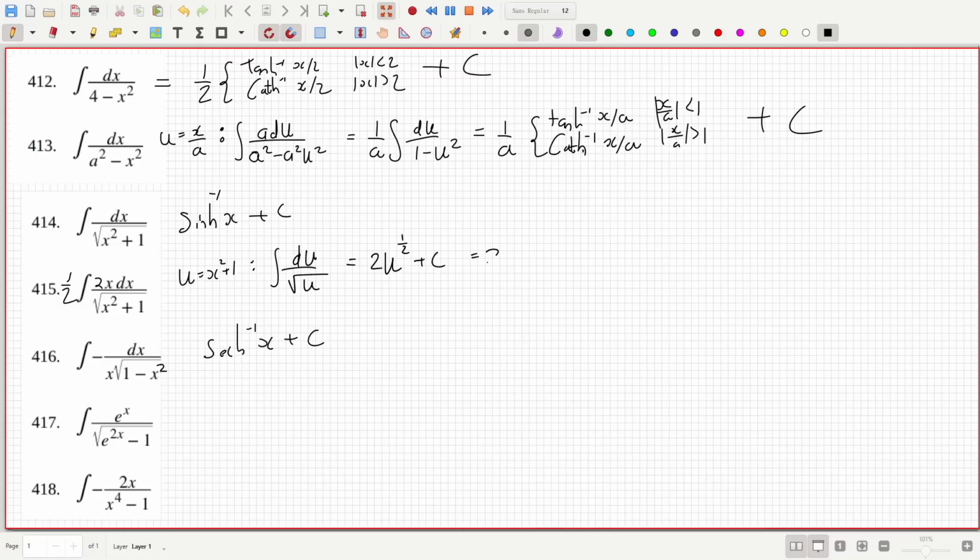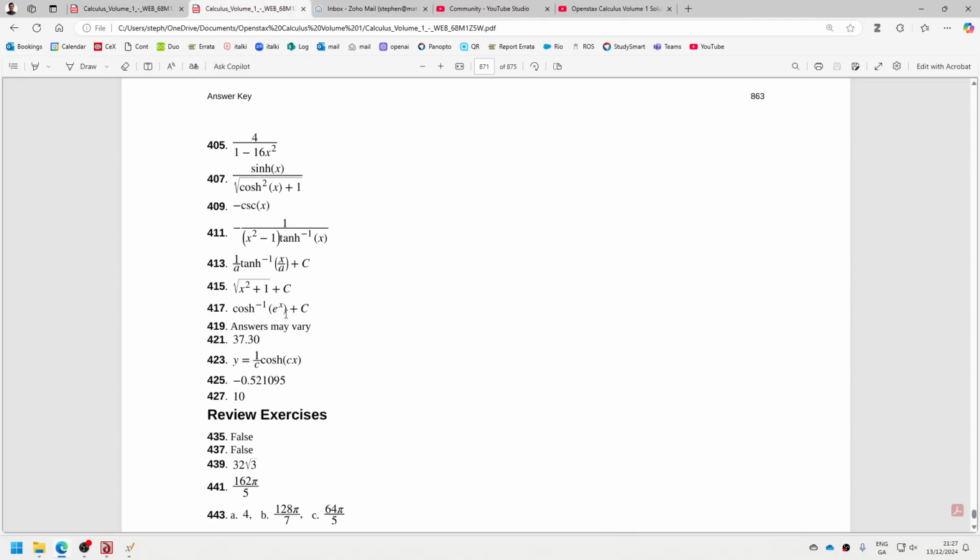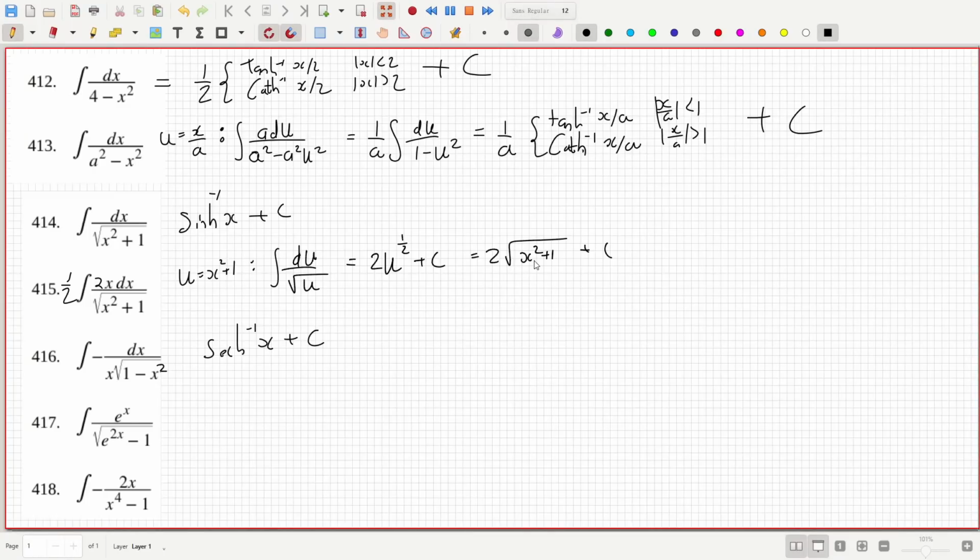So did they really mean this? 2 root x squared plus 1 plus c. Let's see if that's what they really meant. Oh, it is. Oh, that surprised me. Root x squared plus 1 plus c. But not 2. Oh, I forgot. I have a half in front, which is going to cancel that.